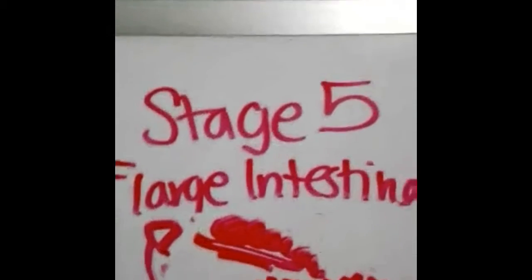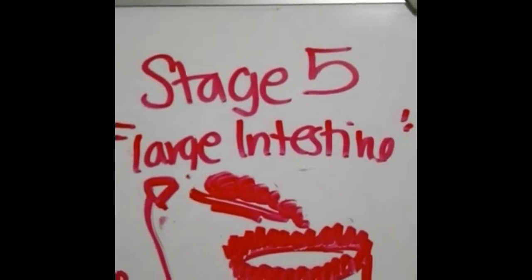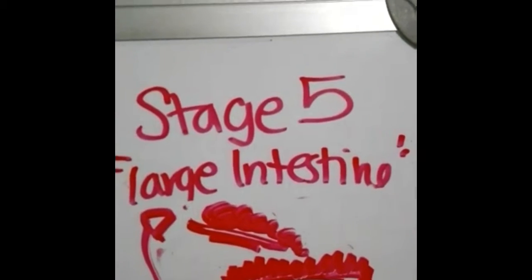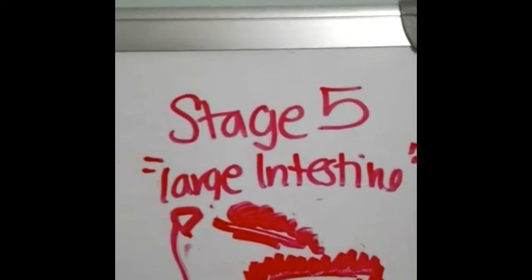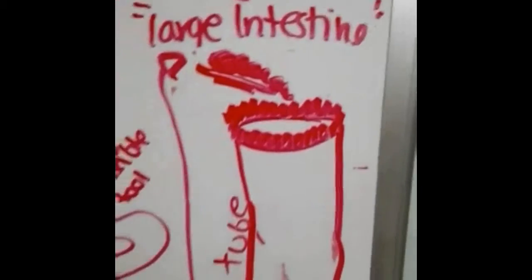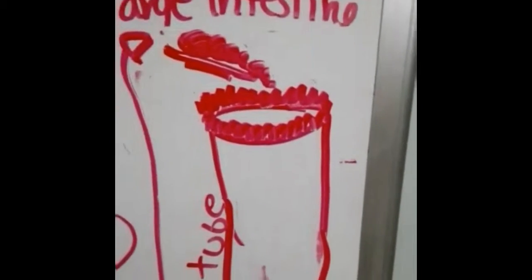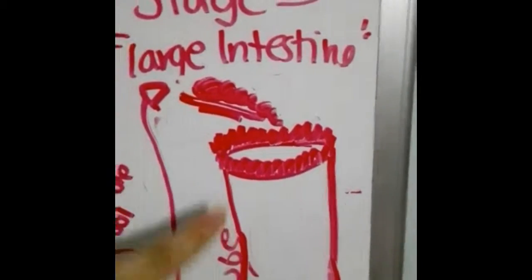And at last, the large intestine, stage 5. The remaining sugar and water from stage 4, we will once more ask a person from the audience to pour into a slightly larger, small tube surrounded by paper towels.